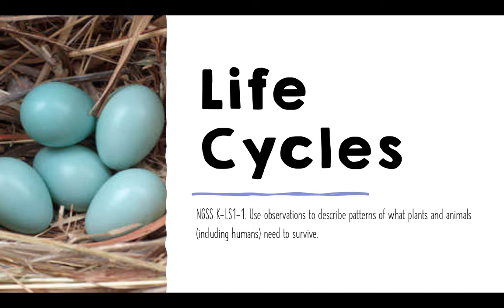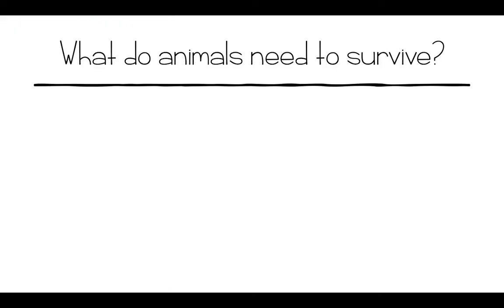Before we went to e-learning, we learned a lot about what plants need to survive, and we know that plants need light, air, sun, and water. But we're going to learn a little bit about what animals need, and then we're going to learn about one specific kind of animal's life cycle. Let's start with, what do animals need to survive?